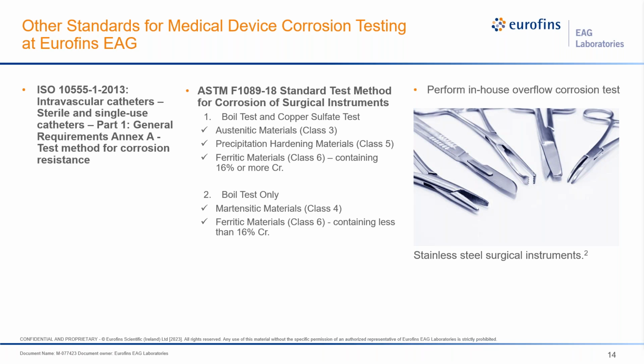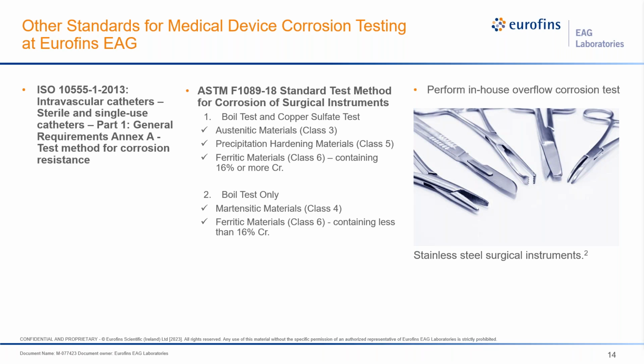Digital images, photo images will be taken before and after this corrosion test to demonstrate signs of corrosion. The test report contains the identity of the catheter, a statement as to whether corrosion occurred during the test, and, like I said, photo documentation of the device before and after the test.